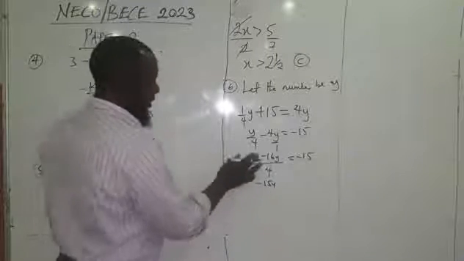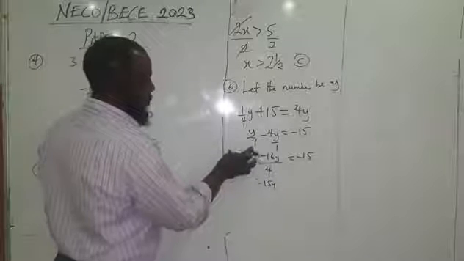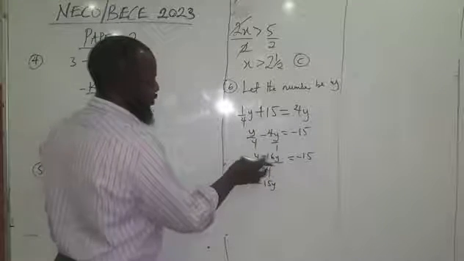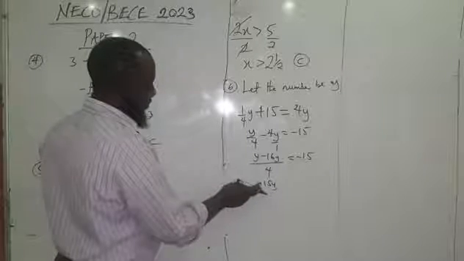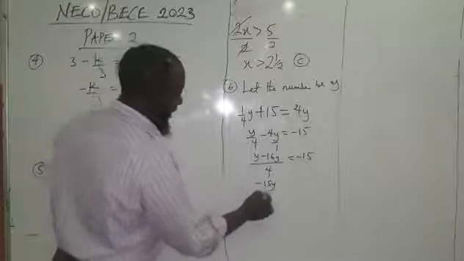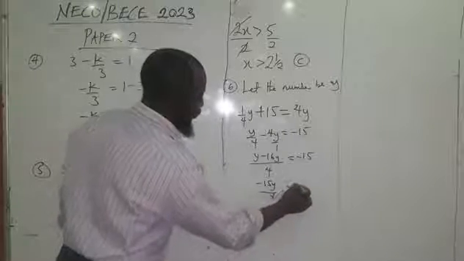Why is it minus 15y? Because this is 1y and this is minus 16y. You are owing 16 and you have 1 with you. What you are going to have left is what? Minus what? 15. Divided by what? 4 equals to minus what? 15.